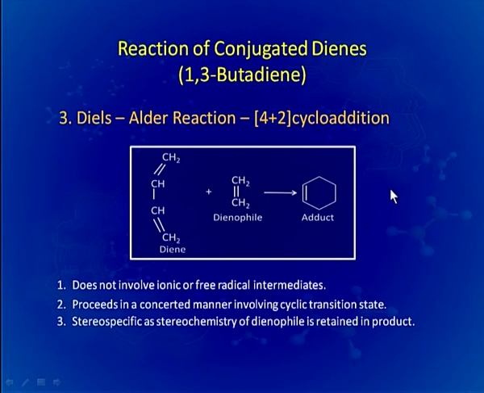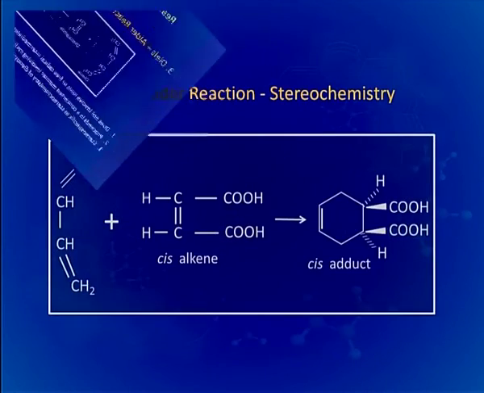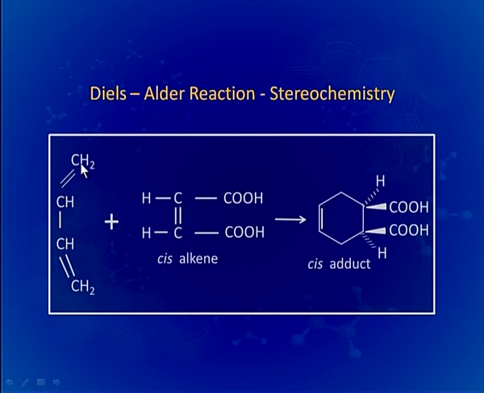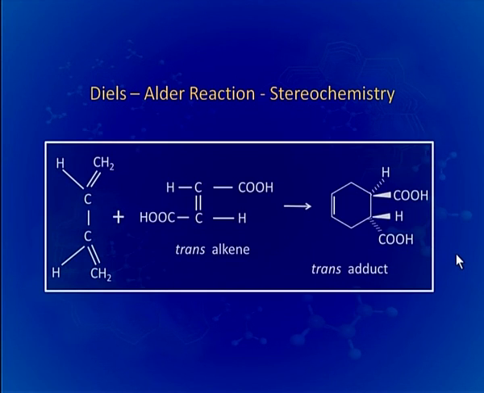The stereochemistry of the dienophile is retained. We can see from this example, this carbon is joined to here and this carbon is joined to here. So, if we use the cis form of the alkene, then we get the cis adduct, and if we use the trans form of the alkene, then we get the trans adduct. So, we can see the stereochemistry of the adduct is retained.